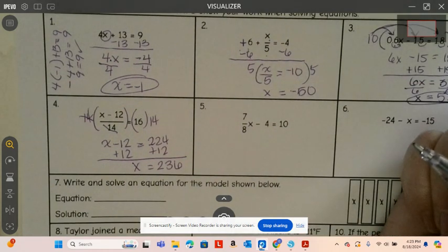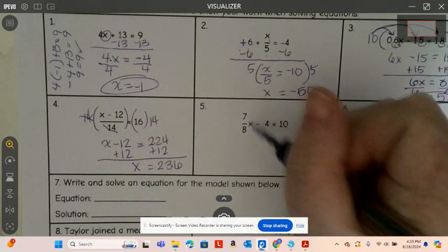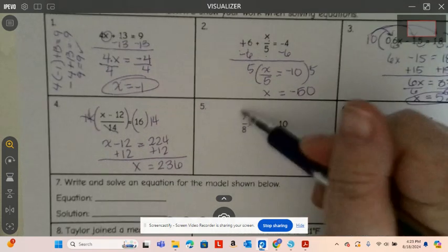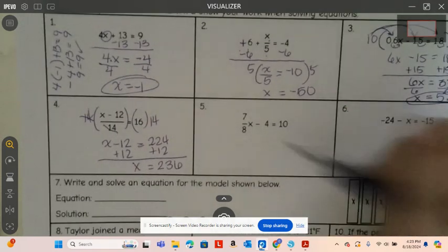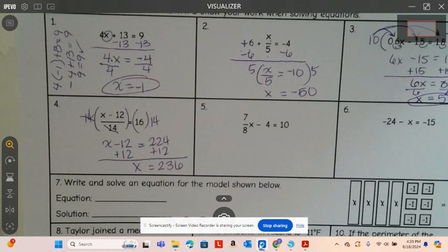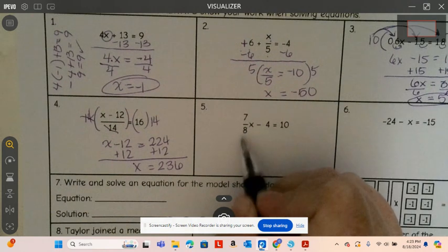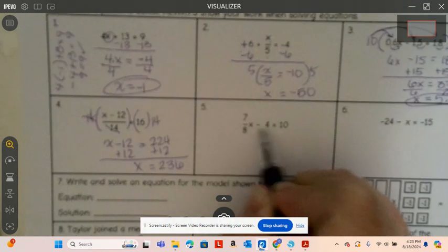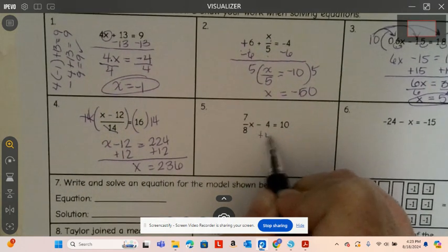Now, in order to get rid of a fraction, we're going to multiply by the reciprocal of the fraction. But we don't need to get rid of the fraction until we get rid of the constant. Because remember, we are going to get rid of the constant first and then the coefficient. This fraction of 7/8 is the coefficient. We're still going to get rid of the constant first. So we're going to say minus 4. The opposite is plus 4.